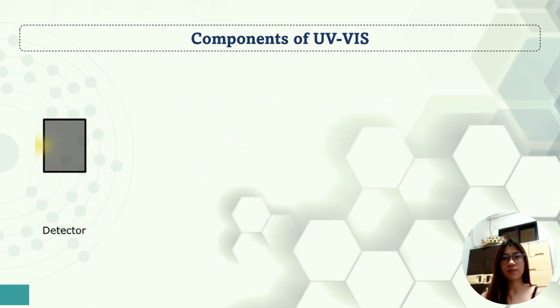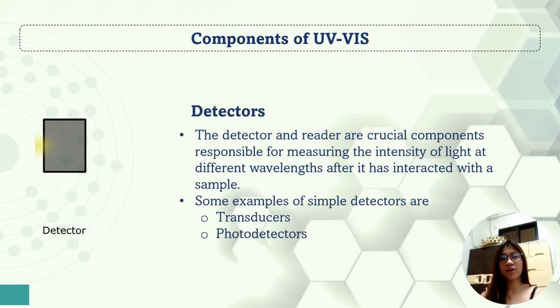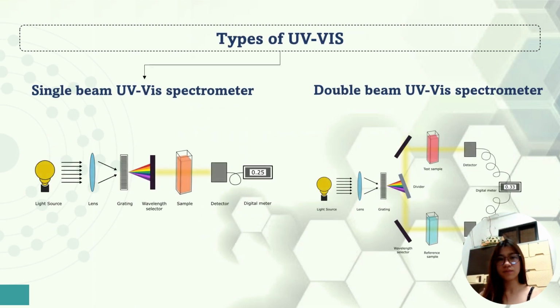And lastly, of the components of UV-Vis is the detector. Detectors are crucial components which are responsible for measuring the intensity of light at different wavelengths after it has interacted with the sample. Some examples of simple detectors are transducers or photodetectors. There are two types of UV-Vis spectrometer. First is the single beam UV-Vis spectrometer. Second is the double beam UV-Vis spectrometer.